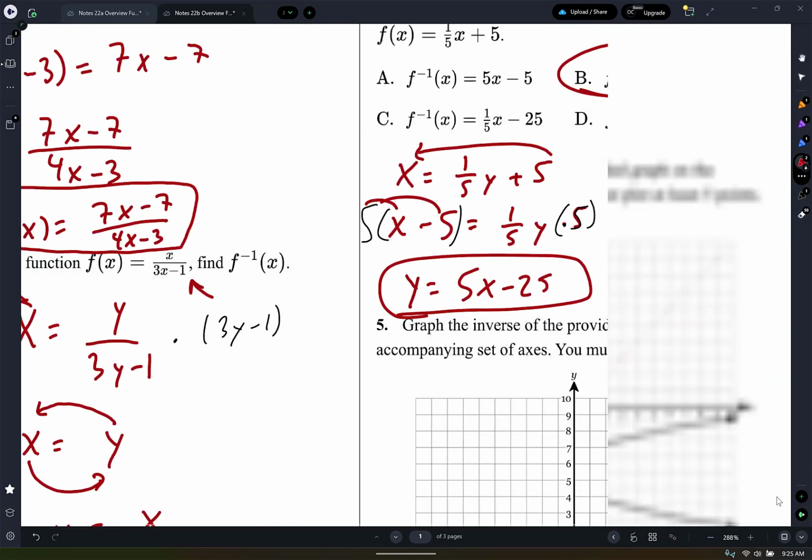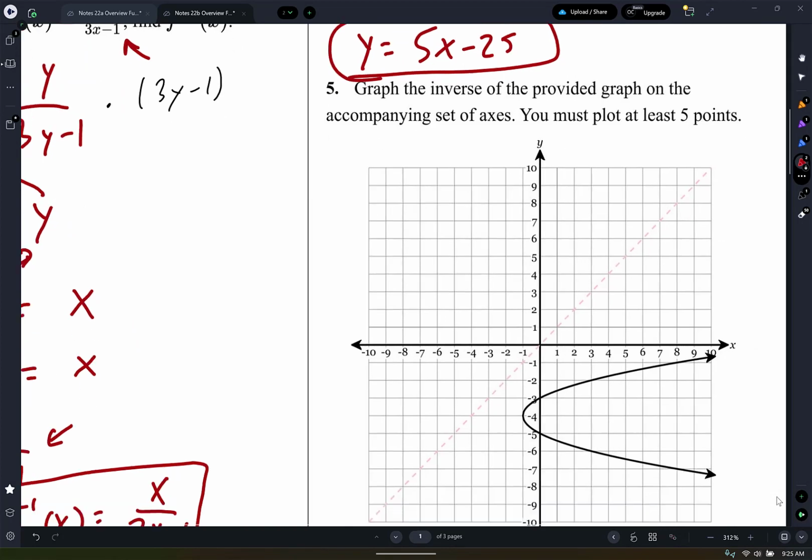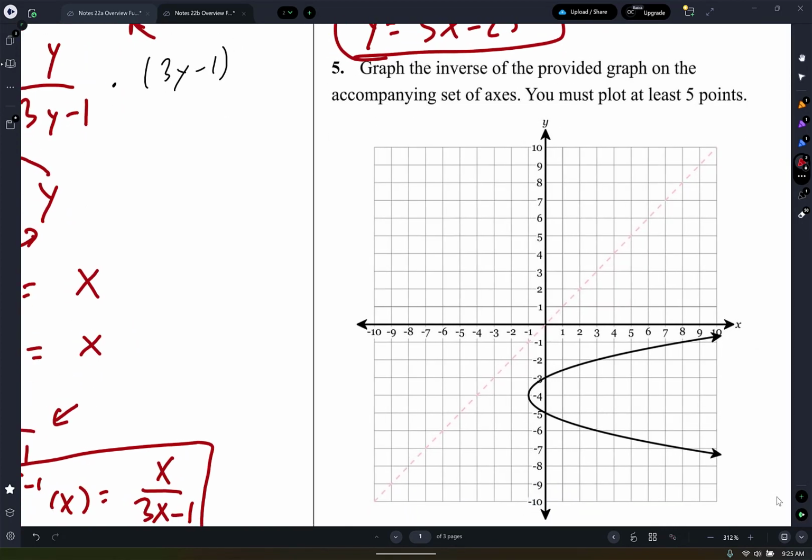Okay. Yeah, you're going to love this. These are fun right here. It says, graph the inverse of the provided graph on the accompanying set of axes. You must plot at least 5 points. Remember, guys, all inverse functions reflect across the line y equals x. So that means if I have a point (a, b) and you reflect it, the inverse turns it into (b, a). That's all it means.